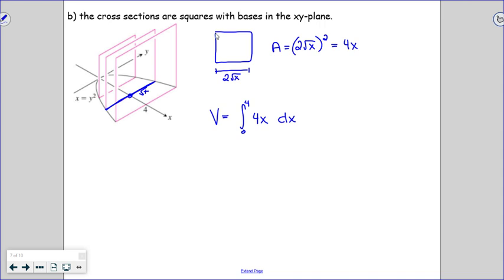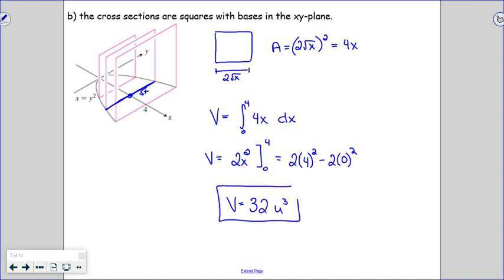Using our antiderivative here, we would have a 2x squared evaluating from 0 to 4. Plugging those in, we get a volume of 32 units cubed.